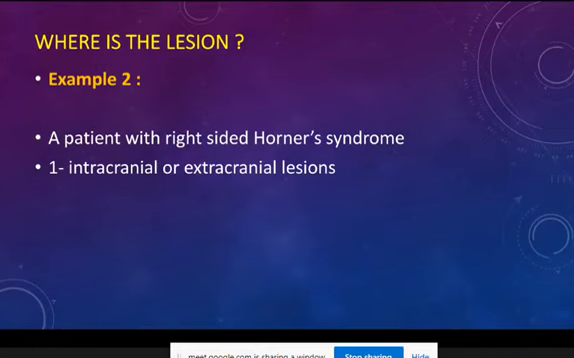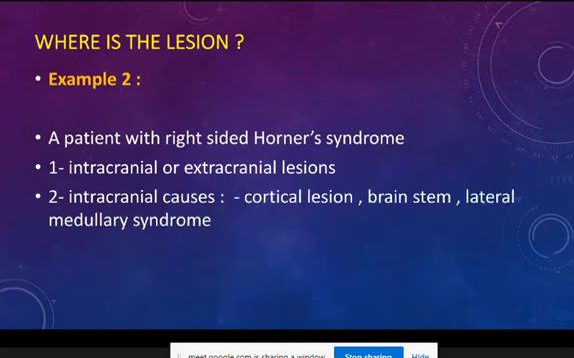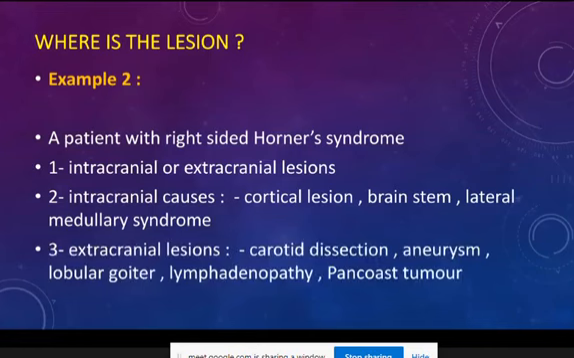So the lesion of the sympathetic chain might be an intracranial or extracranial cause. Intracranial might be in the cortex, the brainstem, or the medulla, where we call it lateral medullary syndrome. This is why patients with lateral medullary syndrome develop Horner syndrome: the sympathetic chain passes on the lateral part of the medulla along with the pyramidal tract. Or the patient may have extracranial causes, especially when the sympathetic chain passes unprotected in the soft tissue of the neck.